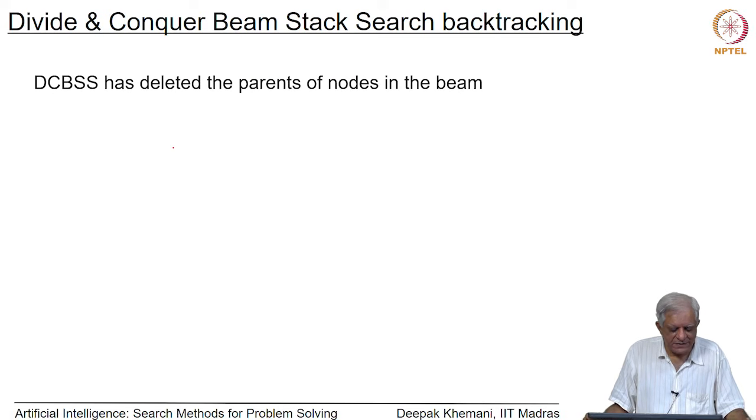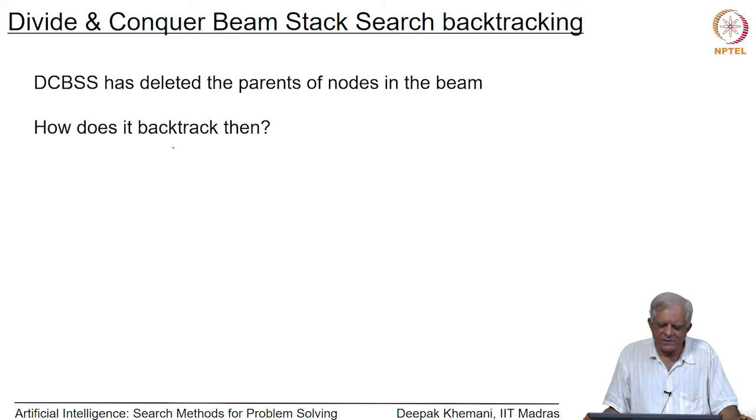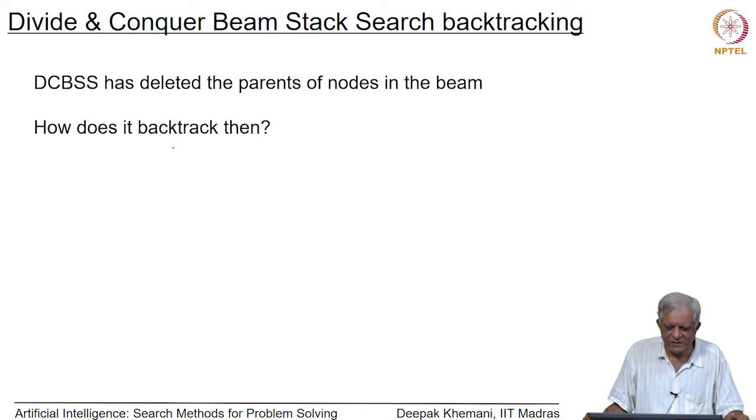Divide and conquer beam stack search has deleted parents of nodes in the beam, so how does it backtrack? That is a question that I will ask you to ponder over for a few minutes. Think about how this can be done and come back in a few minutes if you have some suggestion. I will give you the answer when you come back. So, pause the video here and come back after 5 minutes.